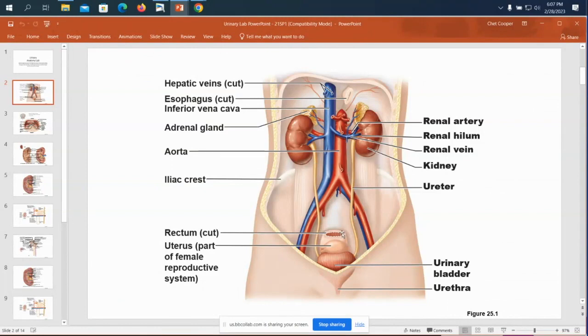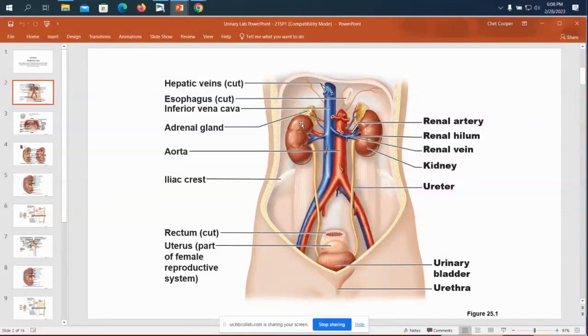Okay. And then here, since it's a female, rectum, uterus, bladder. And remember, the tube here where urine leaves the body is called the urethra. A little bit different than ureter, right? If we come up here, we see the kidneys and we can see the adrenal glands on the kidneys.